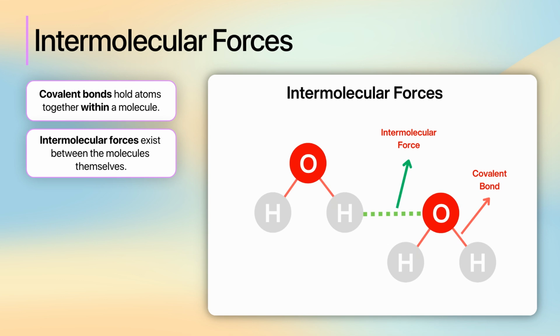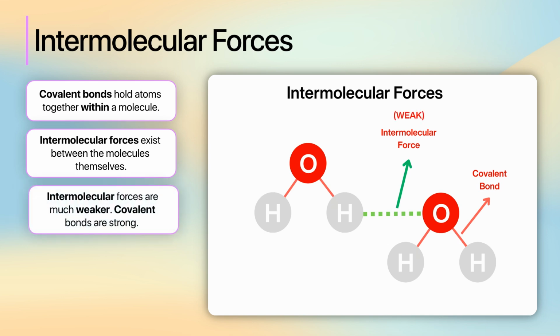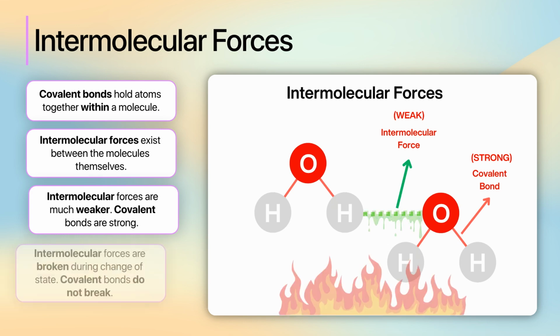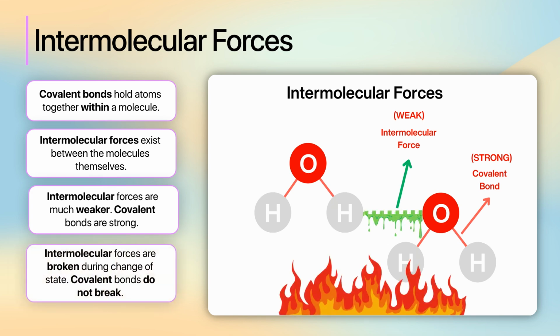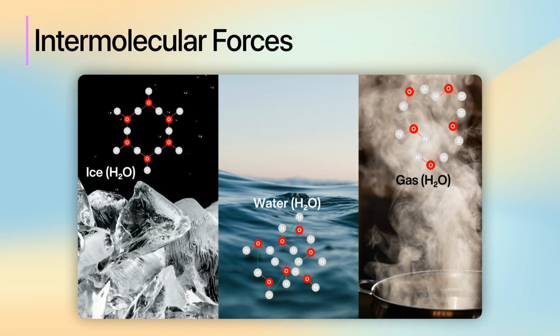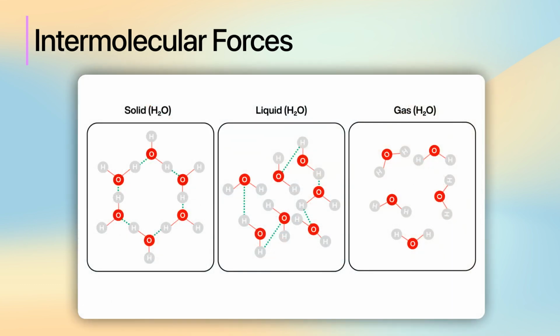In small molecular substances, the forces holding the molecules together are much weaker compared to the strong covalent bonds within the molecules. It is those intermolecular forces that are broken when molecular substances melt. The covalent bonds do not break during change of state. For example, if we consider ice, water, and steam, you can see that the bonds between hydrogen and oxygen atoms, shown in red in the diagram, remain the same. It's the green forces between molecules that are affected.